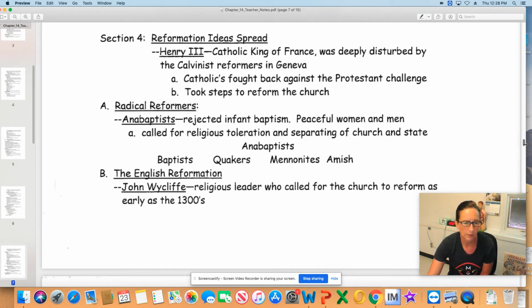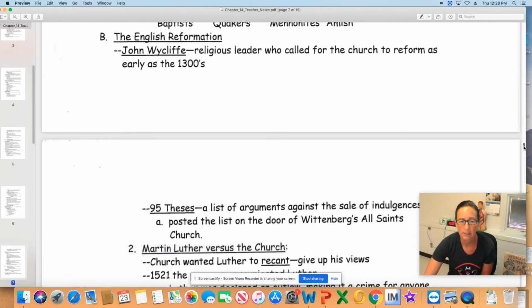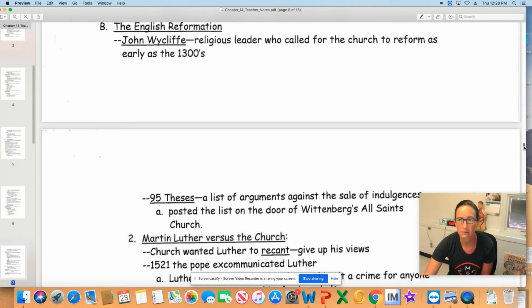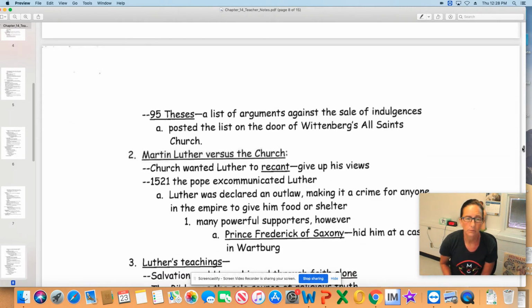The English Reformation, John Wycliffe, he was a religious leader. He called for the church to reform as early as the 1300s. So, and that's pretty brave. The church is very powerful in the 1300s. And he's kind of sticking his neck out a little bit by challenging the church and saying the church needs to get its house in order. And so he was taking a risk by doing that.